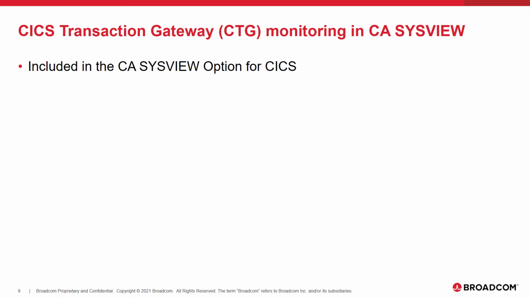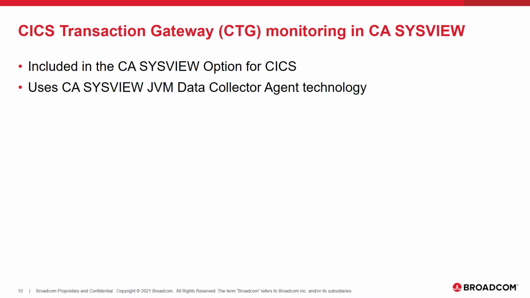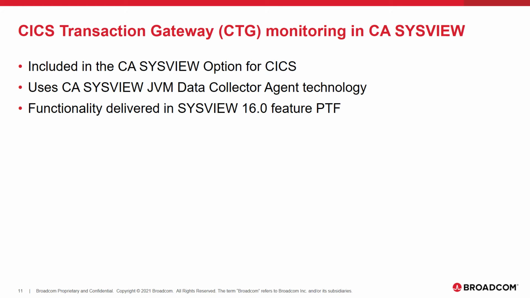The CTG monitoring is included in the CA SYSVIEW option for CICS. So, if you want to make use of the CTG monitoring in SYSVIEW, you must have this option licensed. Since a CTG daemon running on zOS is a JVM, we are able to use our JVM data collector agent technology in order to monitor these CTG instances. The CTG monitoring functionality was delivered in a feature PTF in SYSVIEW version 16.0. SYSVIEW supports CTG versions 9.1.0 and newer.